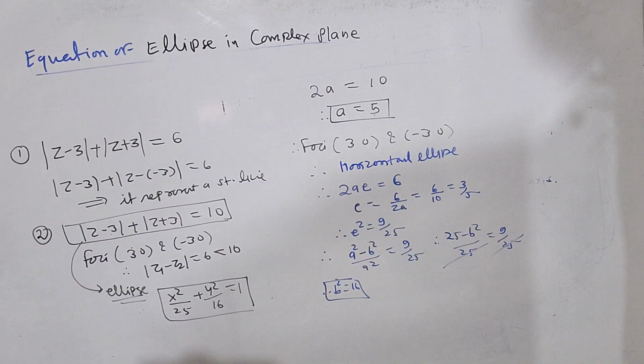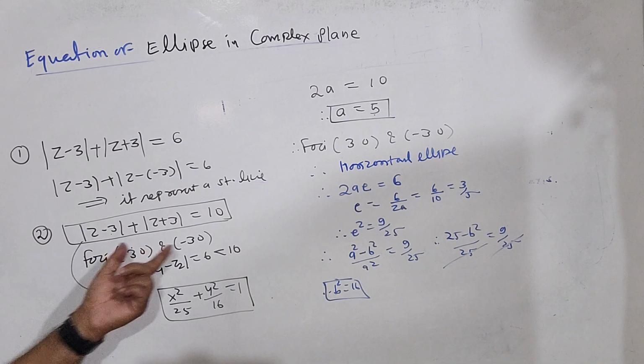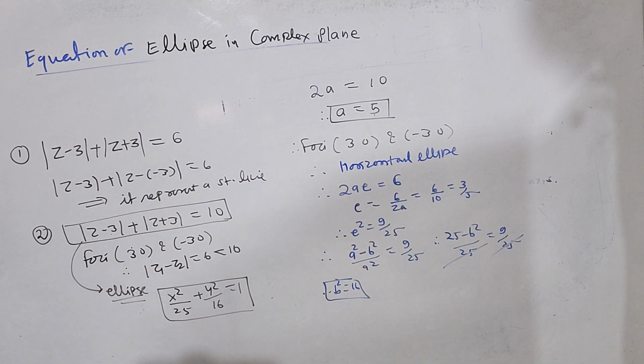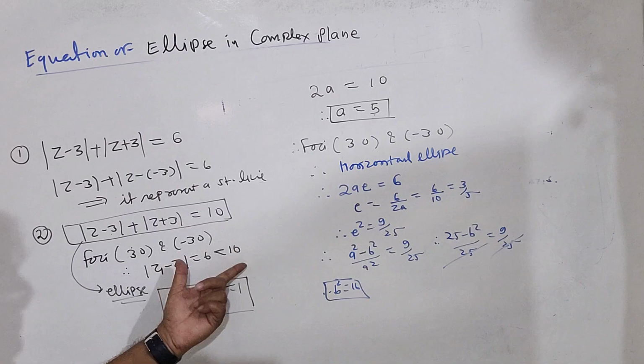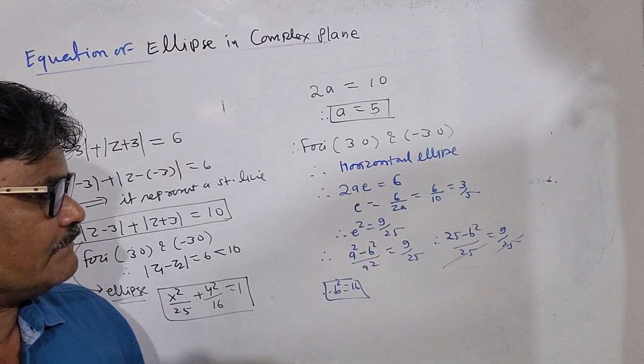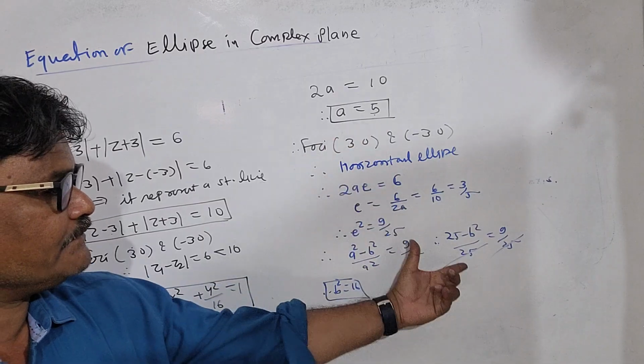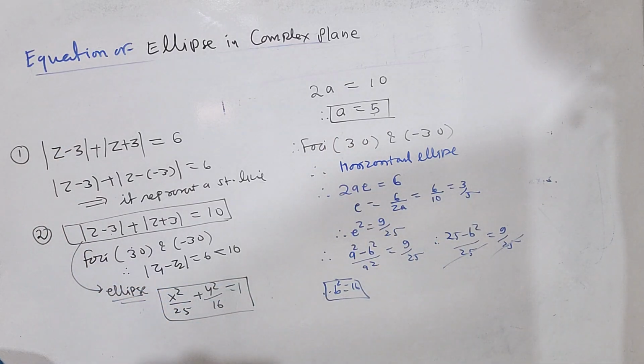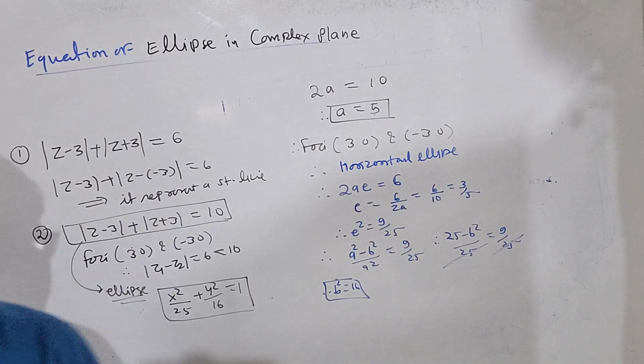It represents an ellipse with foci at (3, 0) and (−3, 0). The distance between the foci is definitely less than the length of the major axis. So what is the length of the major axis? We can find out. What is the length of the minor axis? We can find out. What is the eccentricity of the ellipse? We can find out. So each and every characteristic of an ellipse we can now find out.